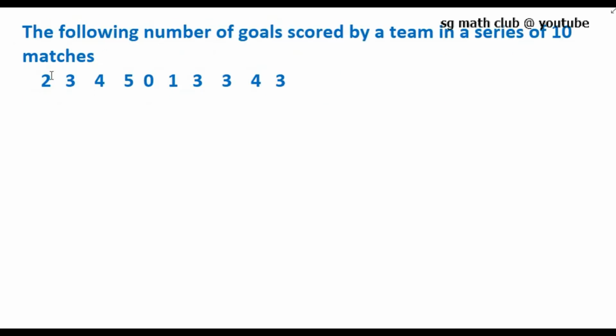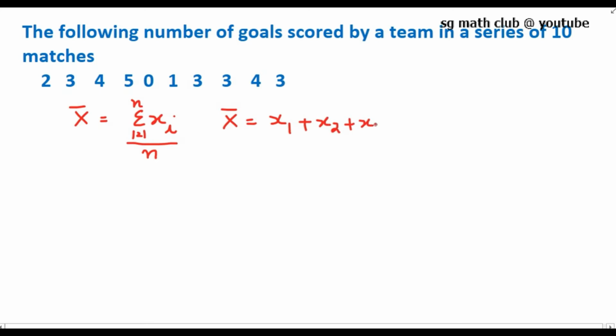Number of goals scored by a team in a series of 10 matches is given as follows. So we need to find the arithmetic mean for this. This is an example to find out arithmetic mean. So we can write the formula x bar equal to sigma xi, taking the values from 1 to n, divide by n. Here we have total 10 scores, so x1 plus x2 plus x3, etc. up to xn, and I am going to divide by 10.